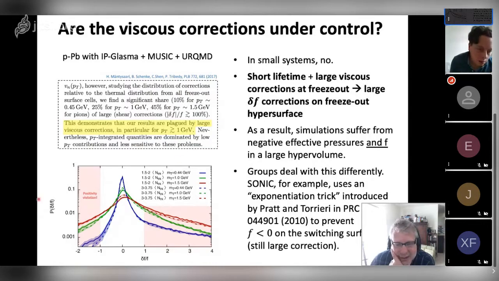In practice, people deal with this in different ways. Some people just cut out this region. Other people have some tricks to get rid of this and try to suppress these guys.